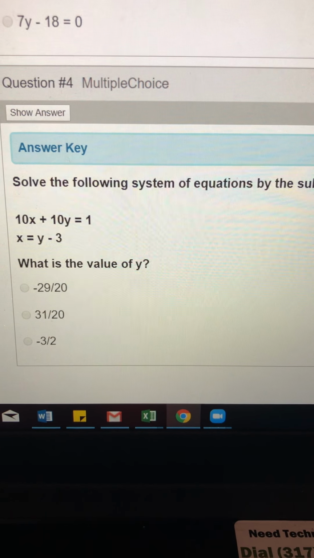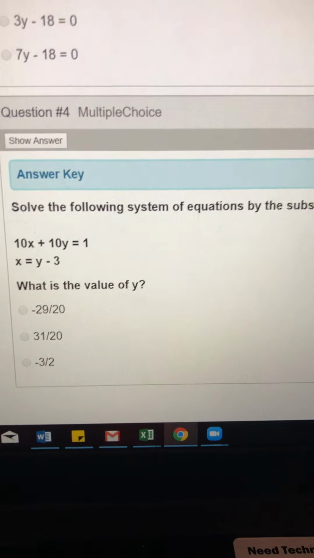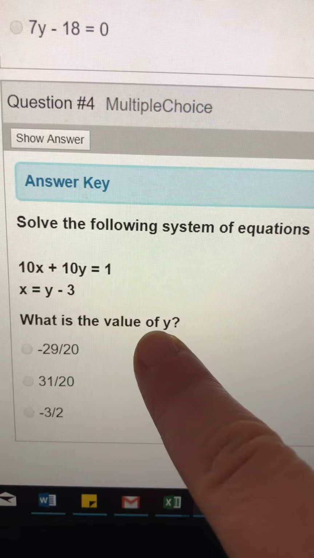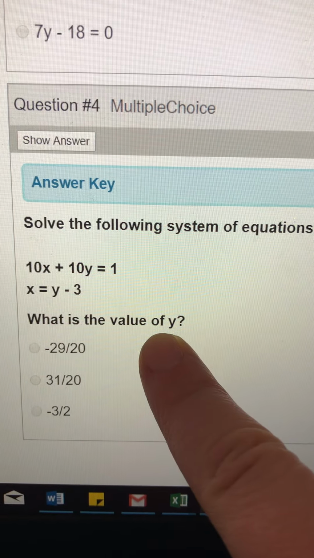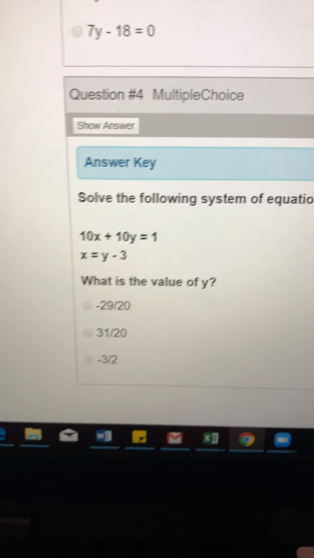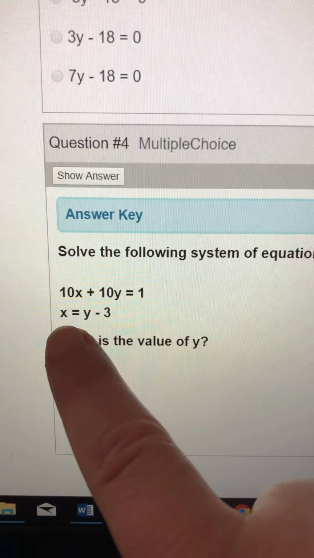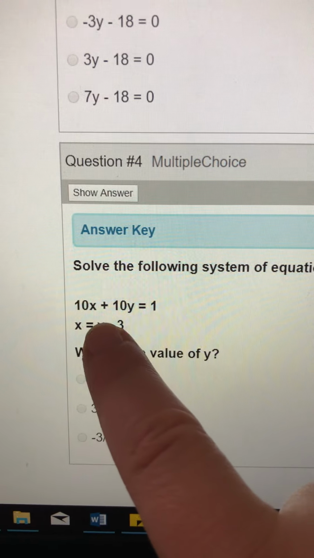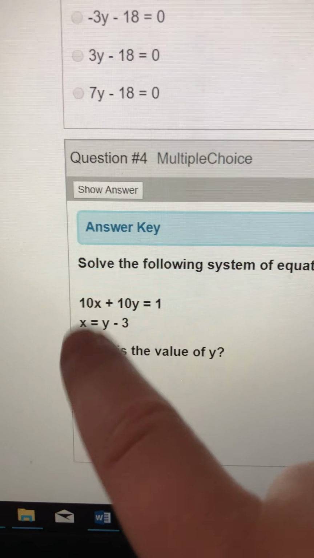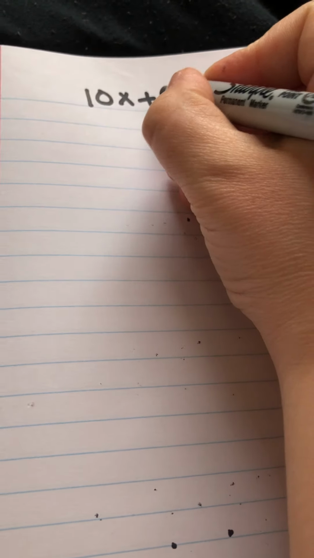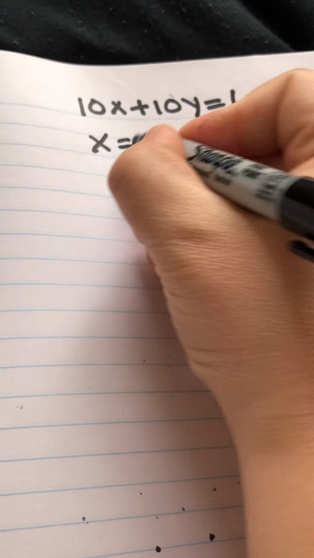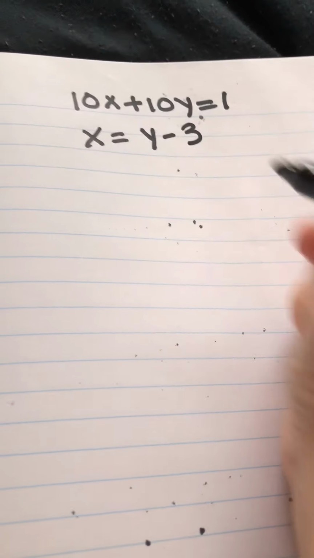The next question says, solve the following system of equations by the substitution method. And they just want us to solve for y. So let's take a look at what that looks like. So first we need to analyze which variable do we have by itself. We have the x by itself, which means that we're going to be plugging that in for the x in this equation. So let's write out our 2 equations. We have 10x plus 10y is equal to 1, and x is equal to y minus 3.